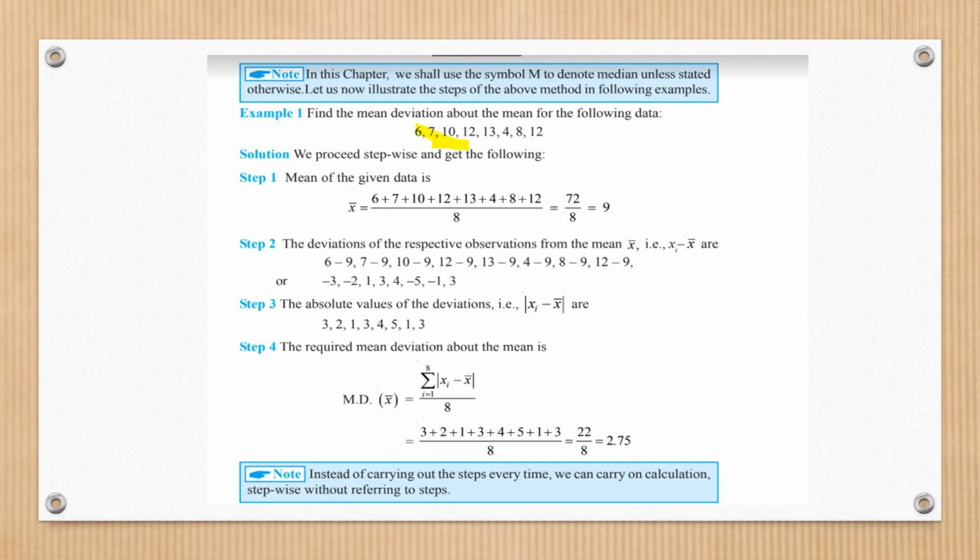Say this is the ungrouped data. So what will I do? I'll first find the mean, sum of observations divided by number of observations, which is your 9. Then I'll calculate my deviations.